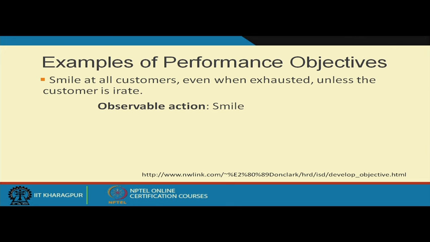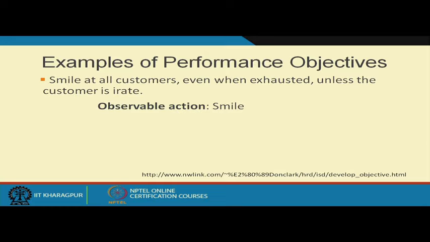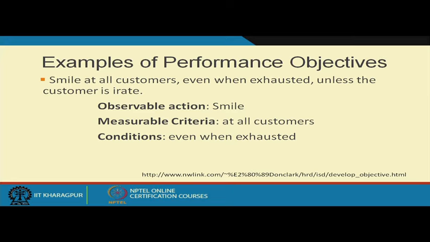Smile at all customers even when exhausted, unless the customer is irate. Okay. So, the observable action is that you have to smile. The measurable criterion is at all customers, the condition is even when exhausted, and the variable is unless the customer is irate.